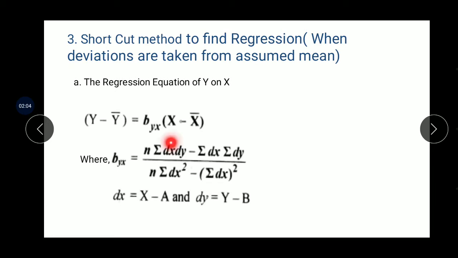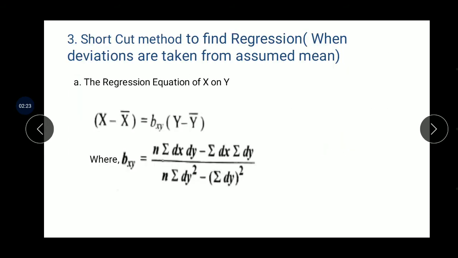Now what are dx and dy? Dx stands for x minus a, where a is the assumed mean of the x series, and dy stands for y minus b, where b is the assumed mean of the y series. Alright, so let's see one example of this.